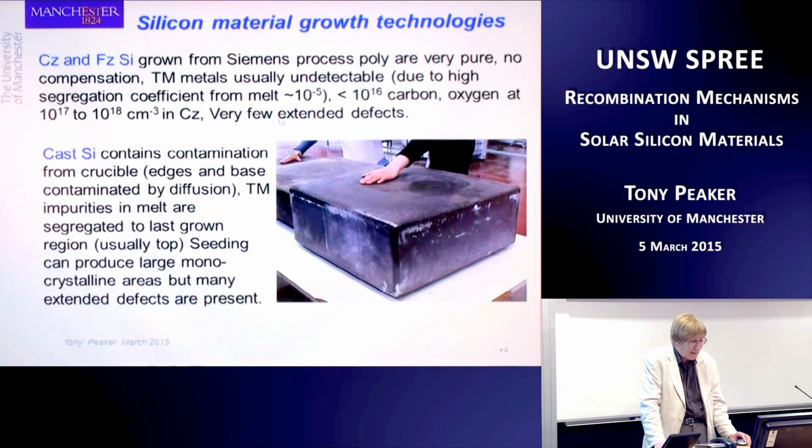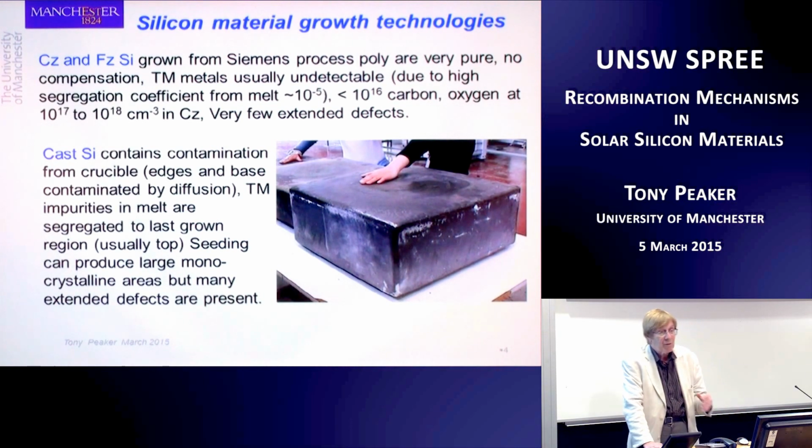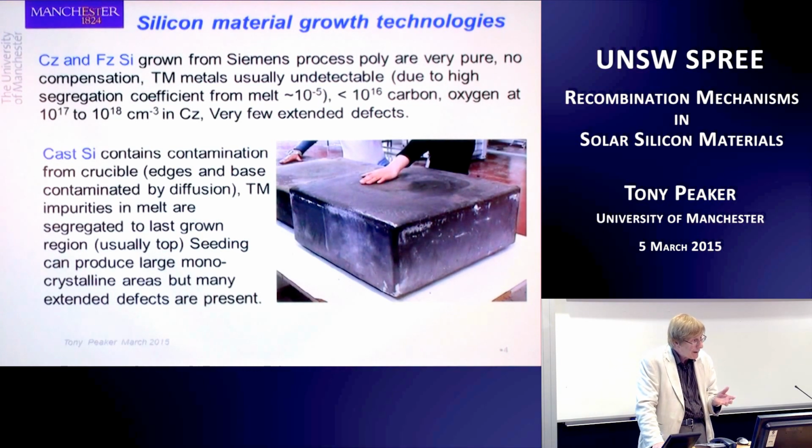Very few extended defects. So the other major production method of producing silicon slices is by casting. This is by far the most common. There are many variants on the way that this is done. But essentially you get contamination from the crucible, diffusing in from the base and from the sides. You don't have the segregation of the transition metals to improve your material all the way through the ingot. So the transition metals are rejected at the bottom, but as you get towards the top, the concentration increases, particularly in the top layers.